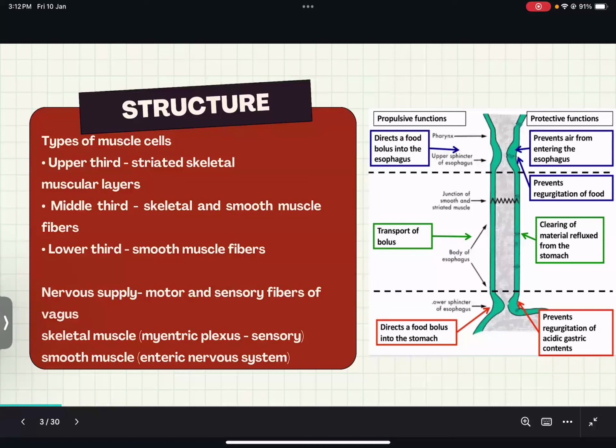What you should know about this is that the upper third consists of skeletal muscle. The middle third consists of both skeletal and smooth muscles, and the lower third consists of smooth muscles. From this, what can we infer? What is a big main function that separates the skeletal from the smooth muscle? You can write in the chat or unmute yourself. I do not mind.